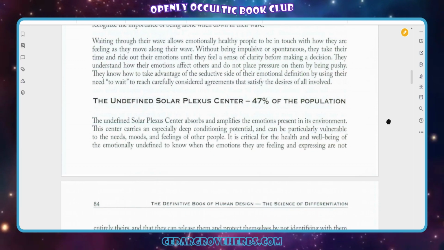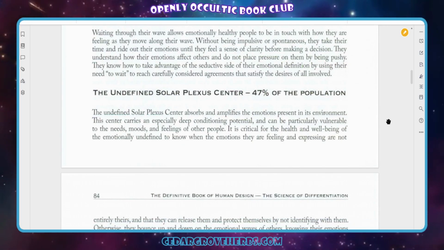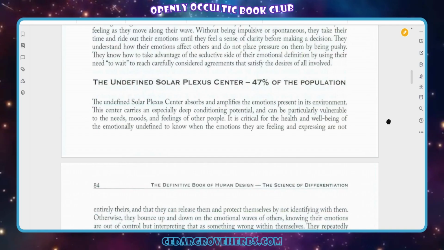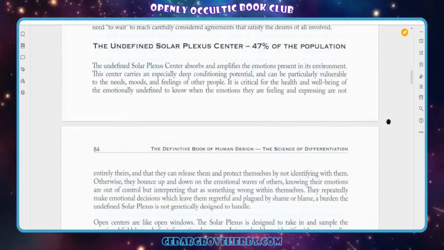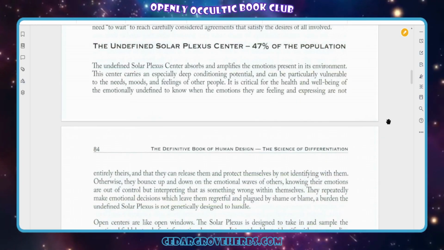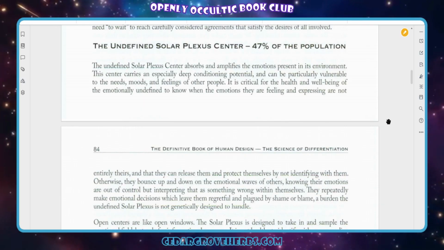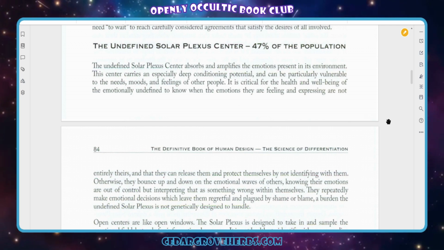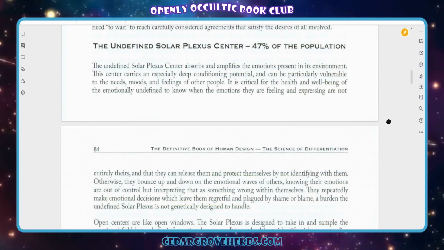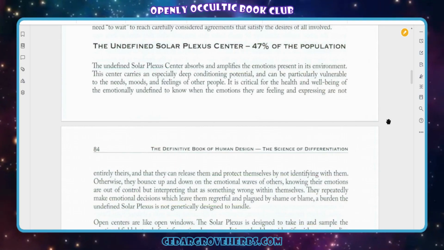So yay. The undefined solar plexus center is 47% of the population. The undefined solar plexus center absorbs and amplifies the emotions present in its environment. This center carries an especially deep conditioning potential and can be particularly vulnerable to the needs, moods, and feelings of other people. It is critical for the health and well-being of the emotionally undefined to know when the emotions that they're feeling and expressing are not entirely theirs, and that they can release them and protect themselves by not identifying with them, right?